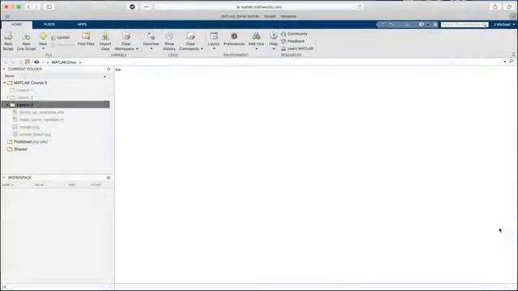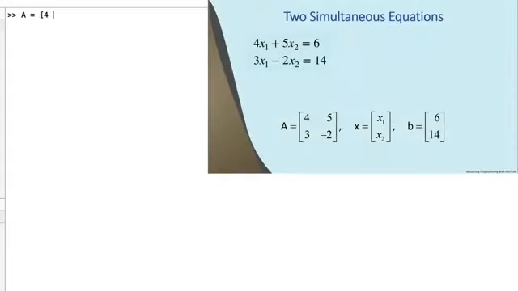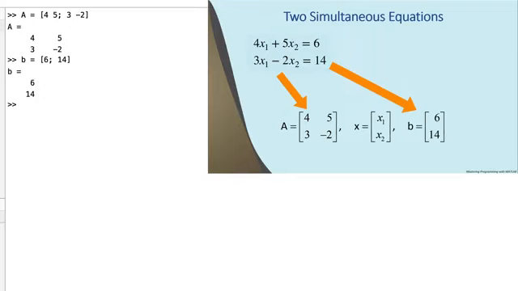Okay, to work on this problem in MATLAB, we form a matrix A from the coefficients on the left sides of the equations, and we form a column vector b from the constants on the right sides of the equations.